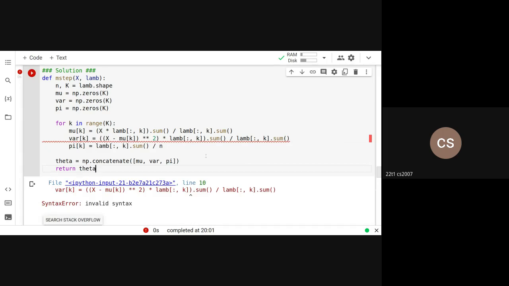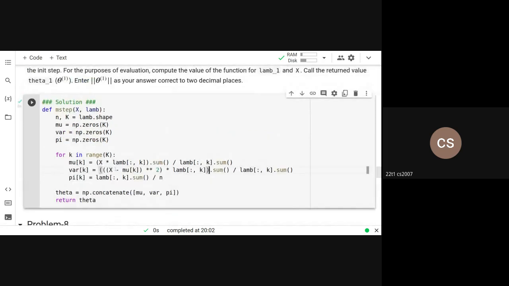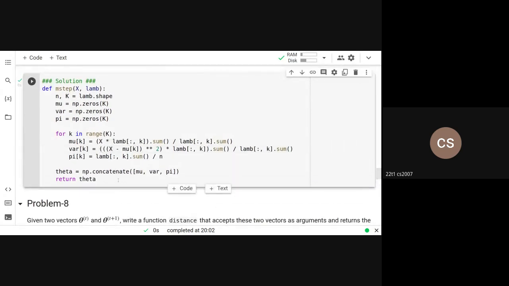Okay, so there is some syntax error. What is that? It's x minus mu whole square, into lambda k. There was a bracket missing, I believe. Okay, so this is what the m step is. Use the lambdas to get hold of the thetas.